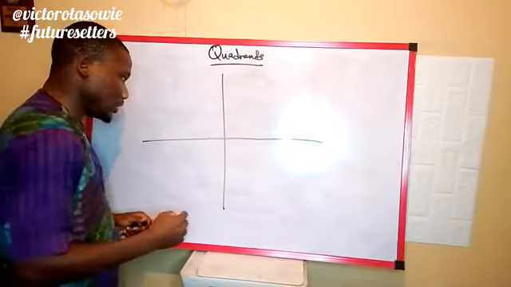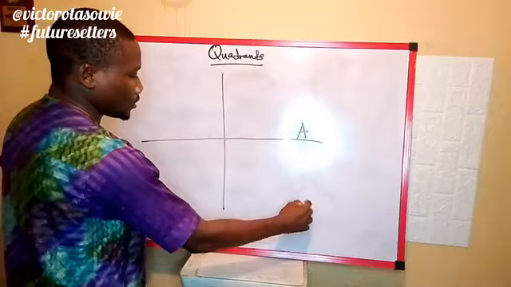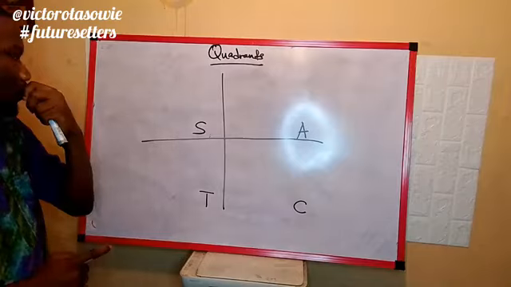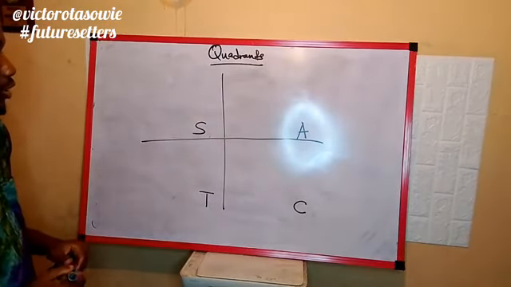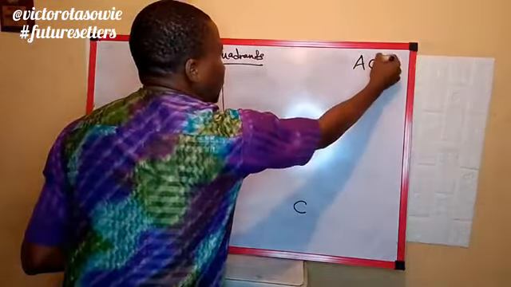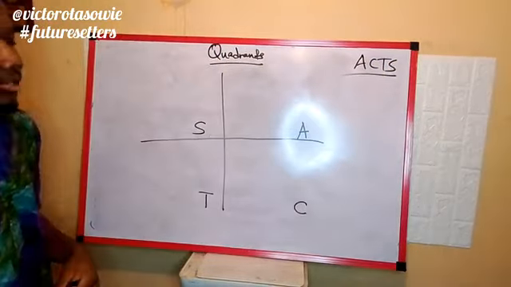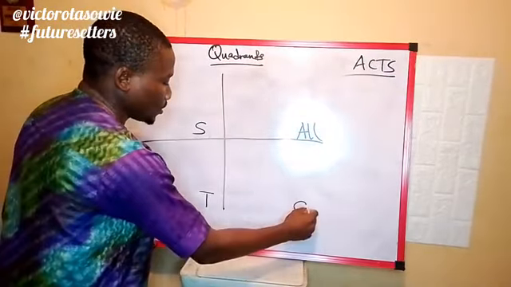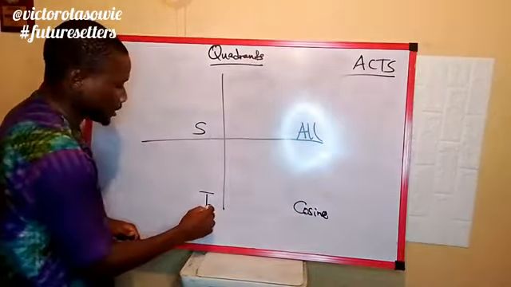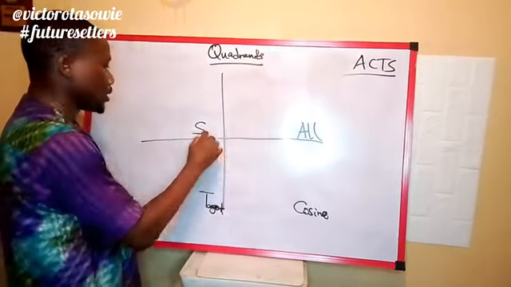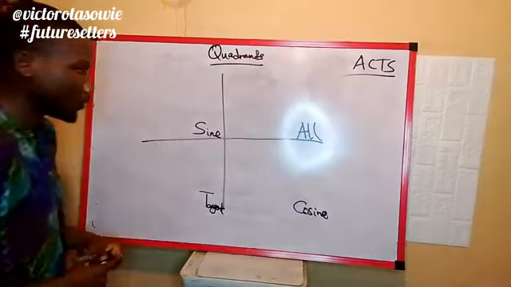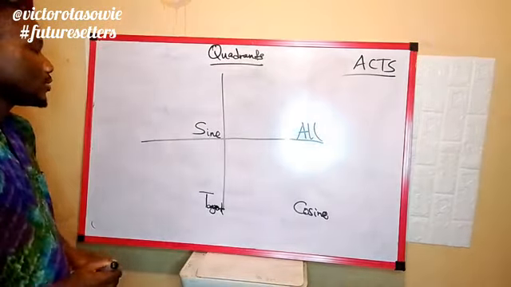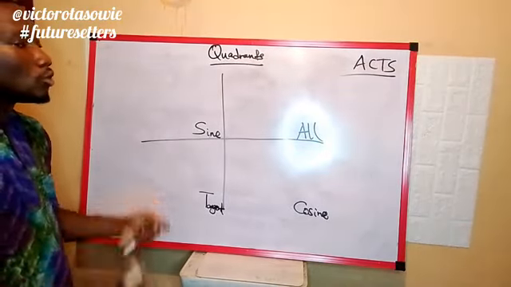The quadrants are broken down into A, C, T, S. I call it the arcs of mathematics. A stands for all, C stands for cosine, T stands for tangent, and S stands for sine. We have all, cosine, tangent, sine. Now the next step is we need to take note of what all represents.